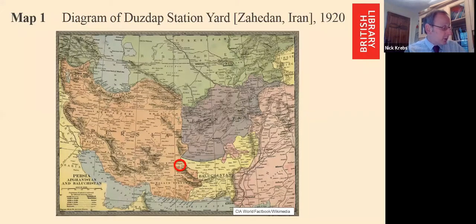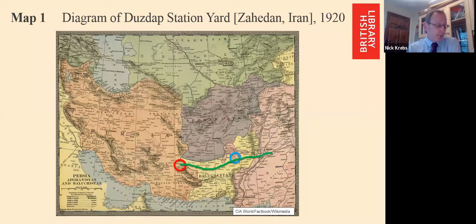and it became the western terminus of the Trans-Baluchistan Railway, which was a railway which went from British India, or Pakistan as it is now, and it went through Qatar and onto Duzdap. And the route from Duzdap to Qatar was part of a strategic military route between India and Persia during the First World War. And the railway eventually reached Duzdap on the 1st of October in 1922.